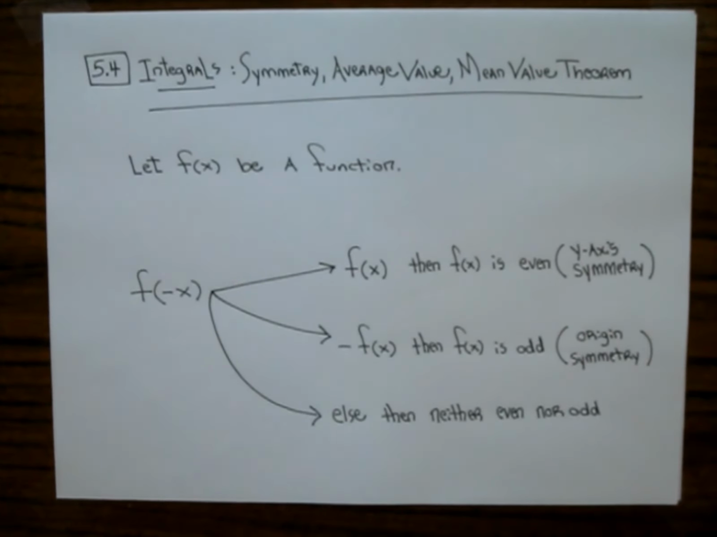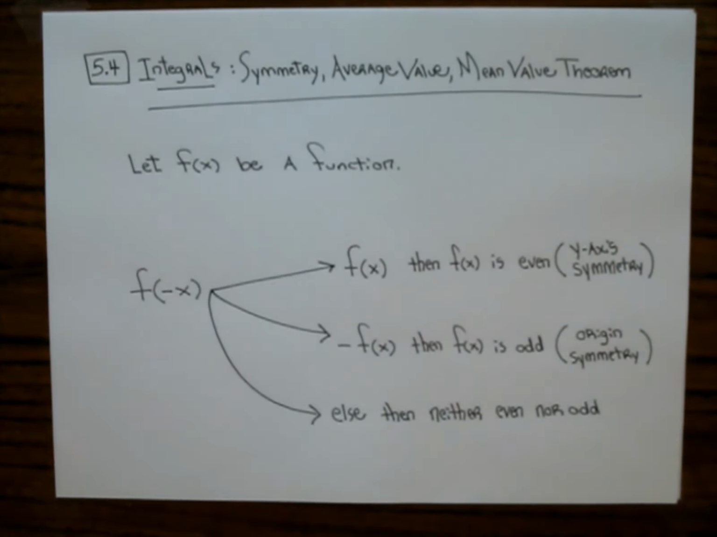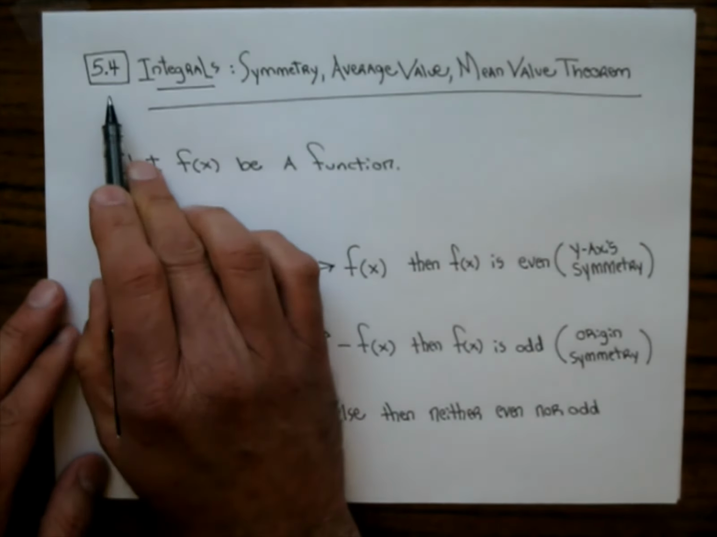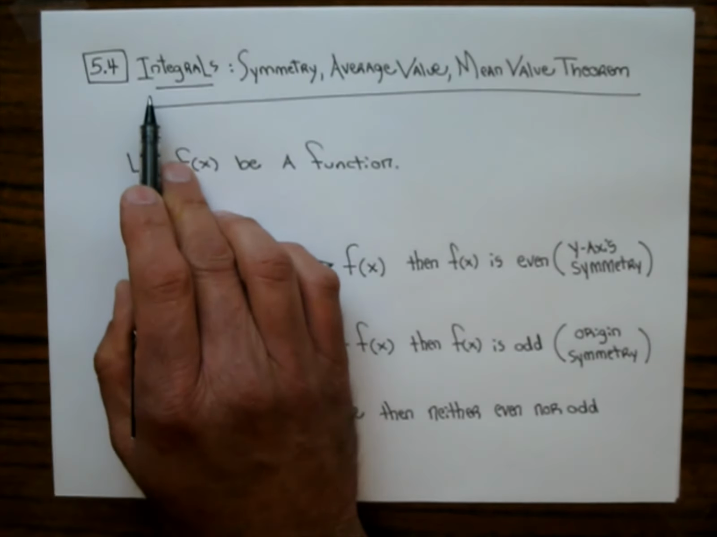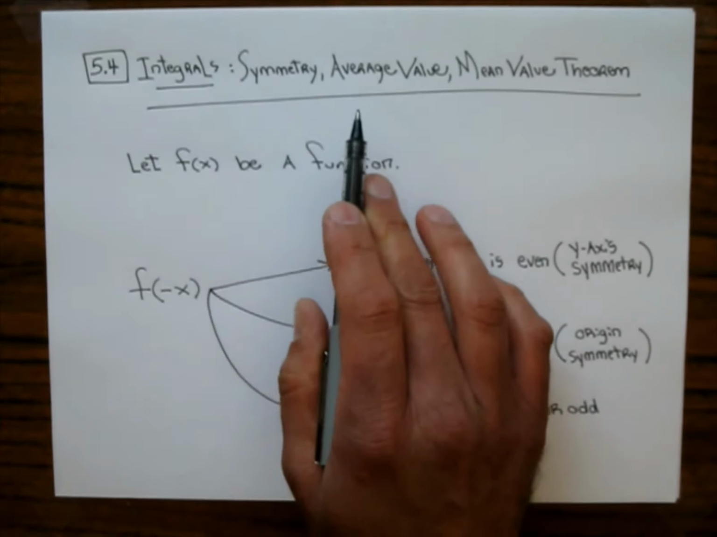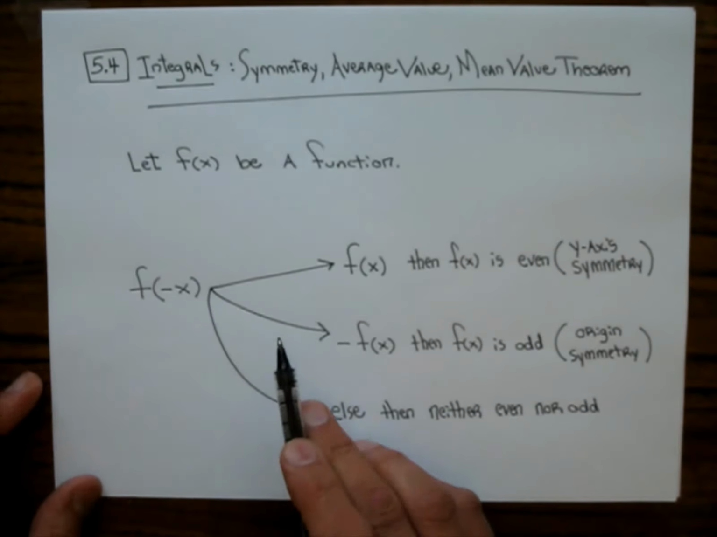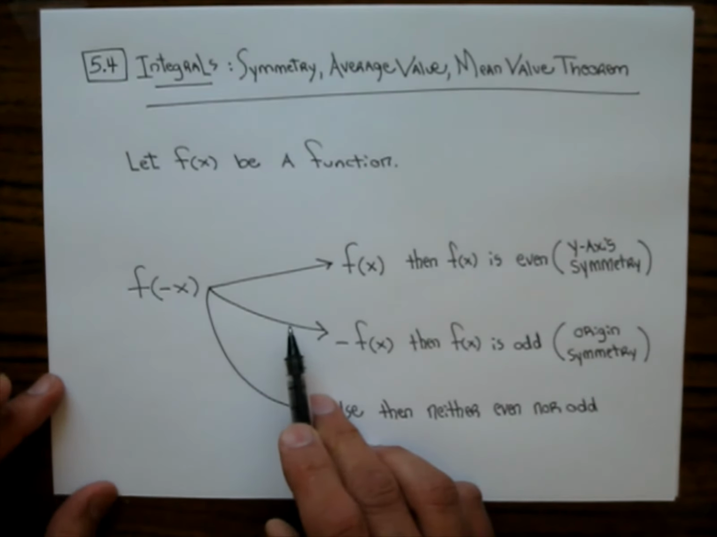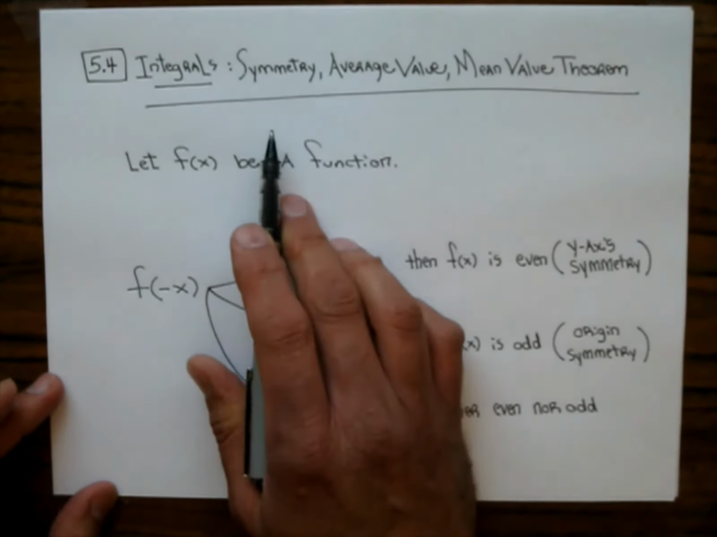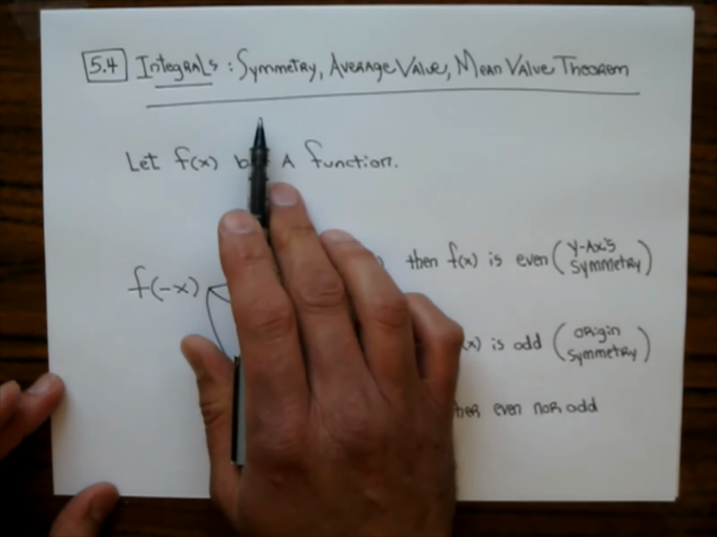Math 265A, Quest to College. I'm Joe Vasta, and we are covering section 5.4, Integrals, Symmetry, Average Value, and Mean Value Theorem. Your book calls this section Working with Integrals. That's a little less descriptive, but this is what I'm doing.